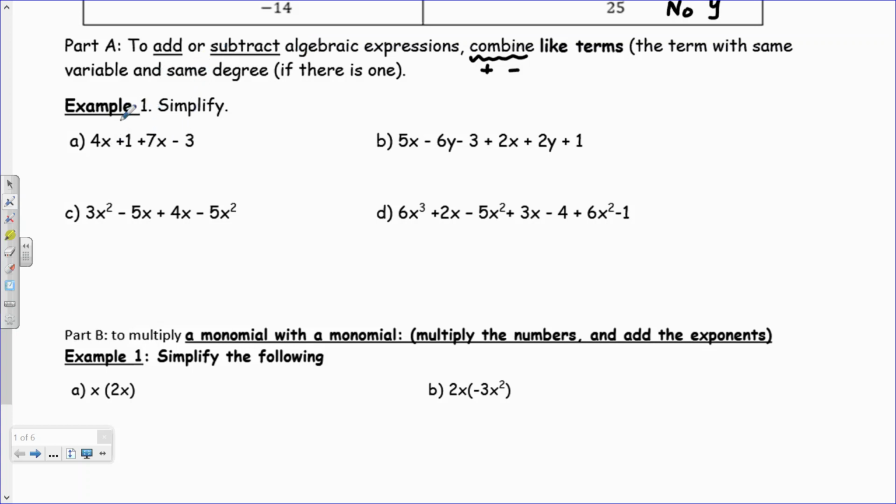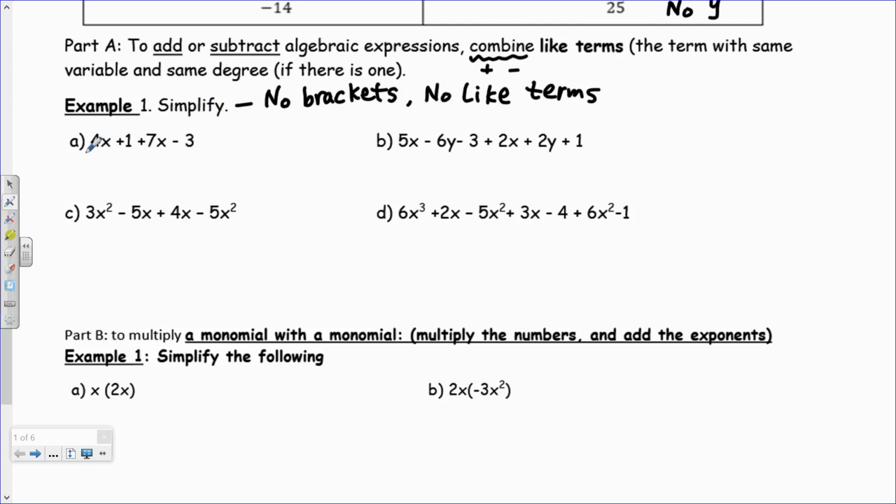So for this one, it asks you to simplify. Simplify means in your final answer, you should have no brackets left and also no like terms left. If you have brackets or like terms left, then your answer is incorrect for simplify questions.